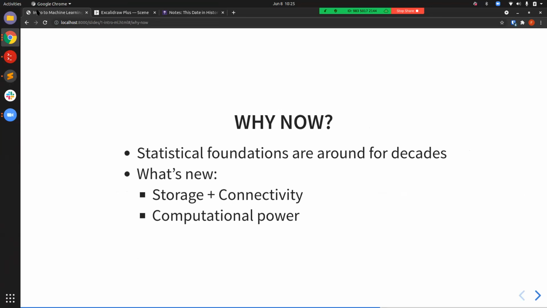Okay. So with all that in mind, what's new in machine learning? Well, the statistical foundations of machine learning have been around for decades. And the reason it's exploding now is mainly because of two things. One, the internet. The internet made it possible to collect and distribute huge amounts of data because of all this storage and high quality connectivity. And the second thing that's new is computational power. With the development of GPUs and other structures that are well suited for certain kinds of machine learning, we can actually do a lot better than we used to do.